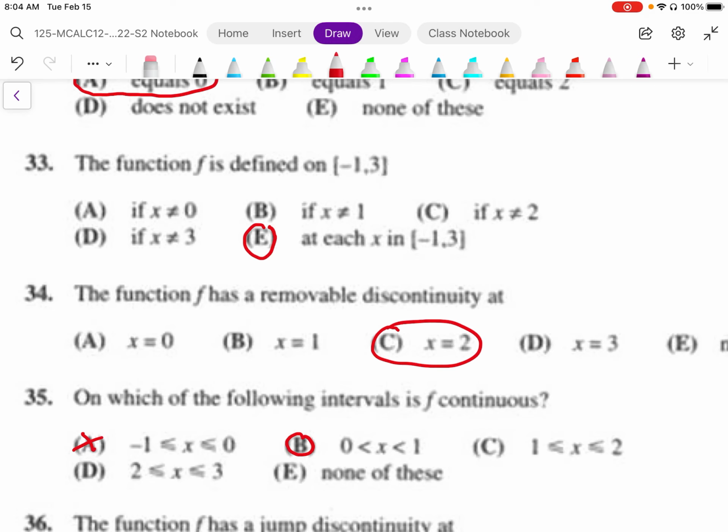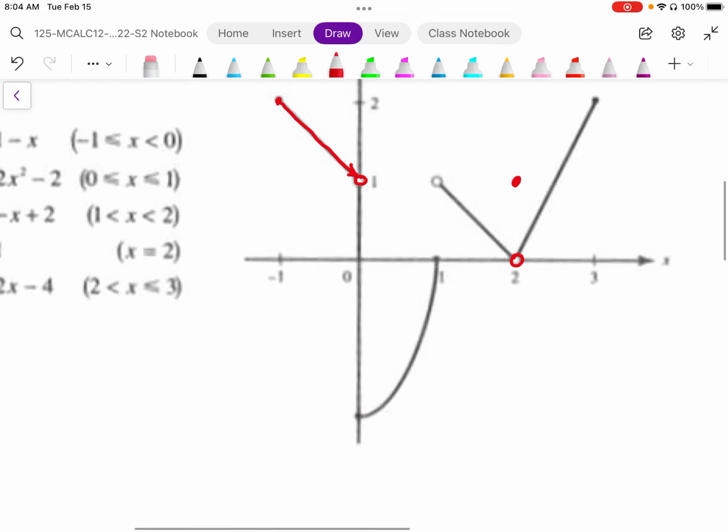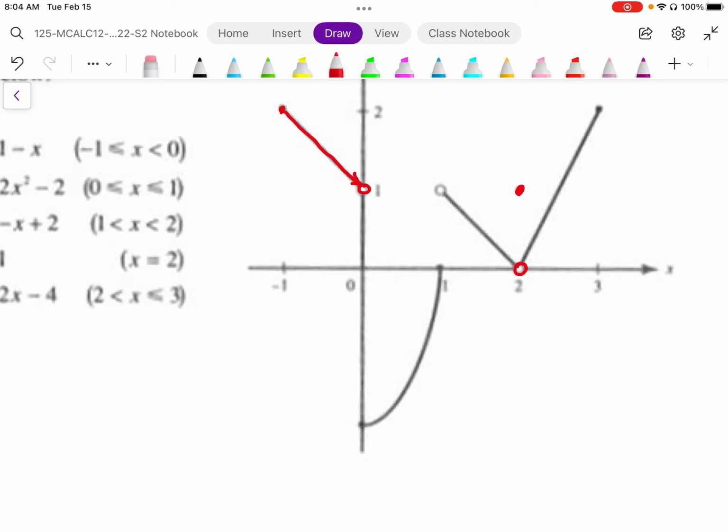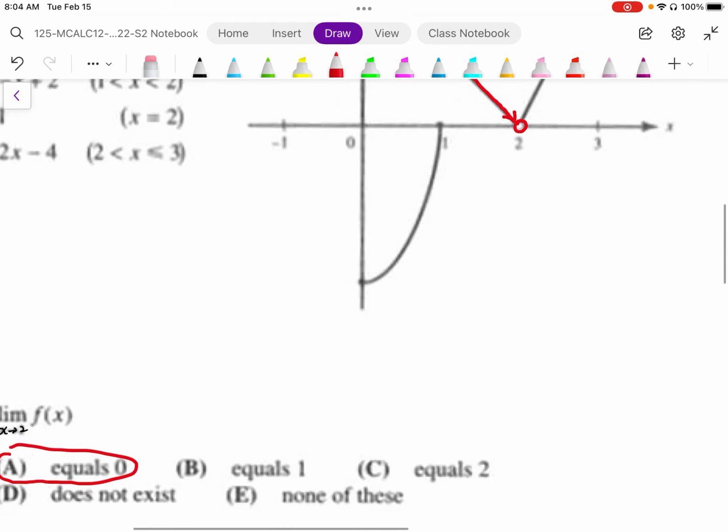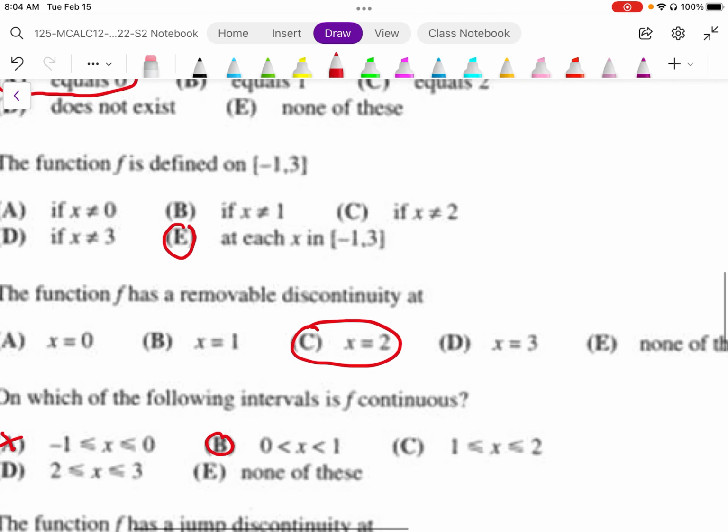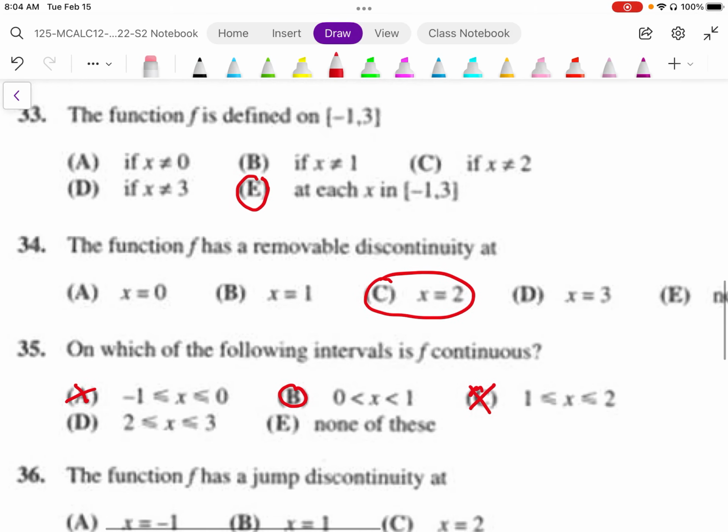For C, from 1 to 2 inclusive, we can't say that because again, although it's defined for all those values, from the left-hand side, this coordinate is not defined, and from the right-hand side, that endpoint coordinate is not defined either. Okay, so because it's equal to those endpoints, we have to say that we cannot say that is continuous at those endpoints.